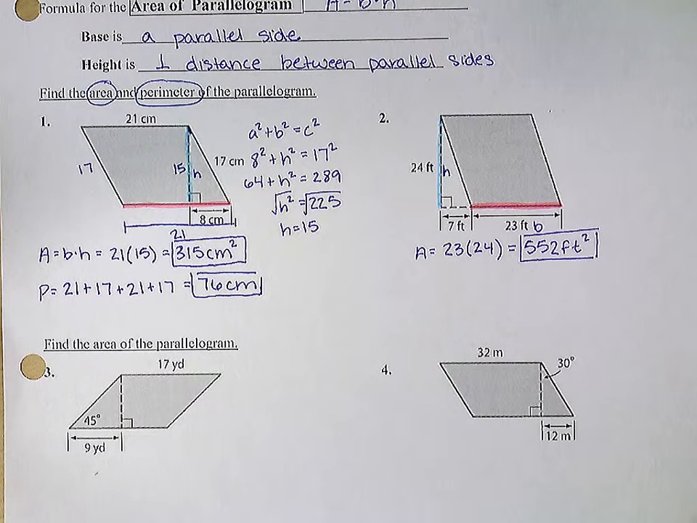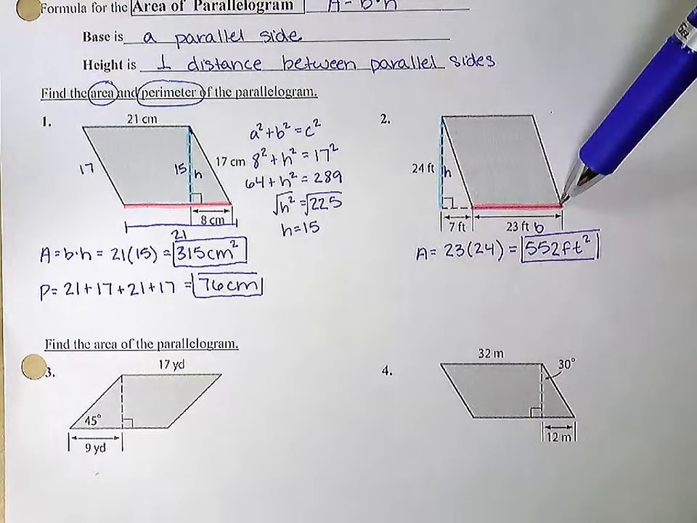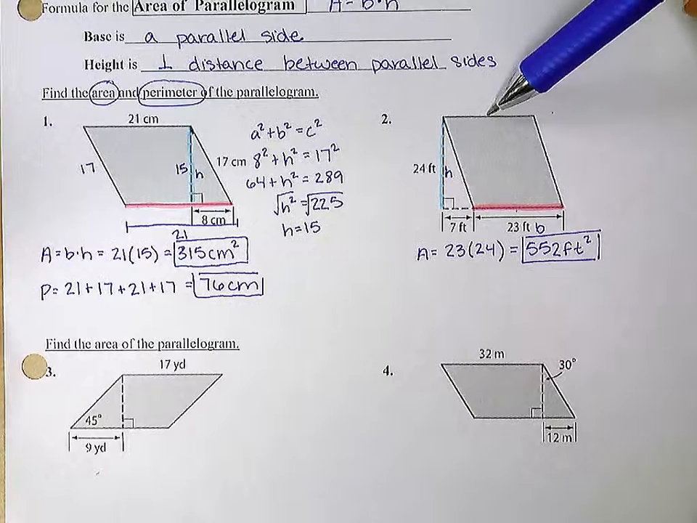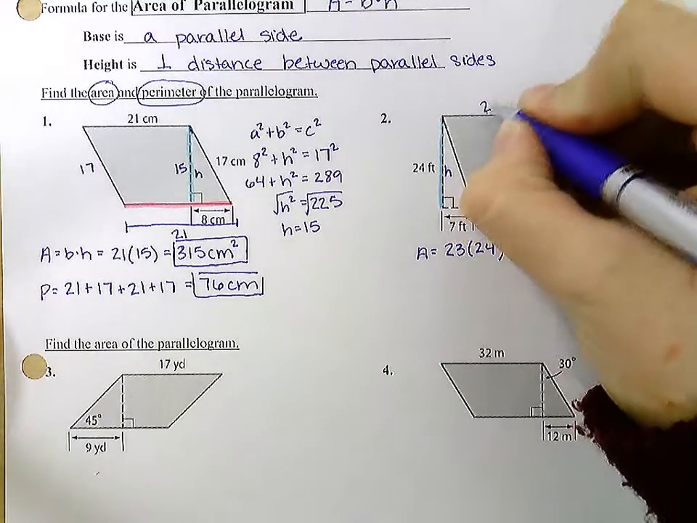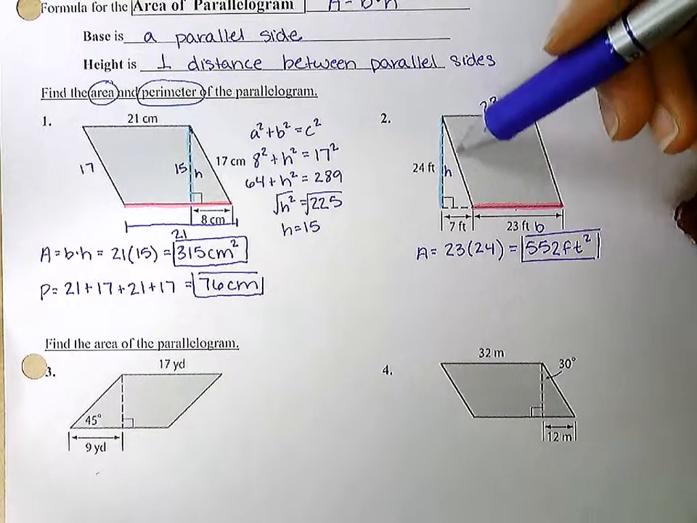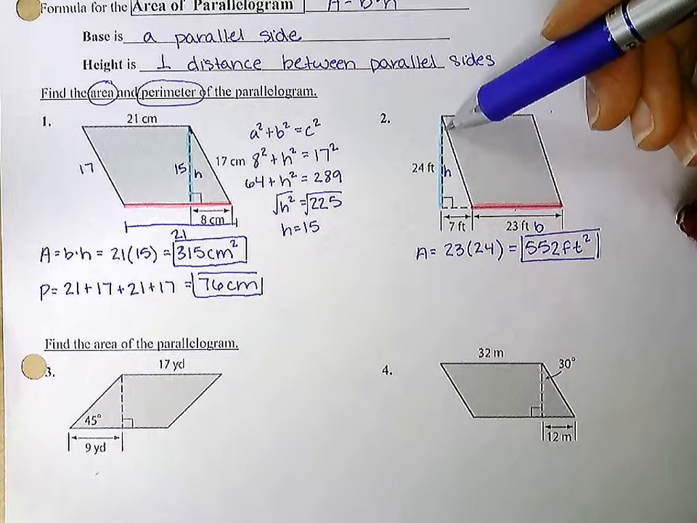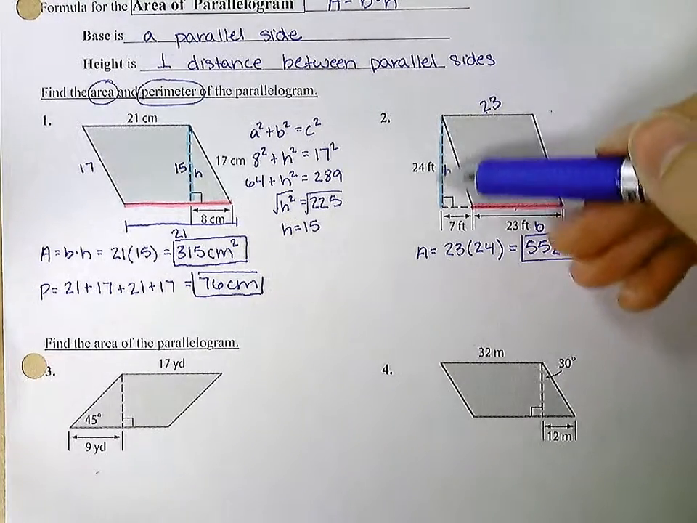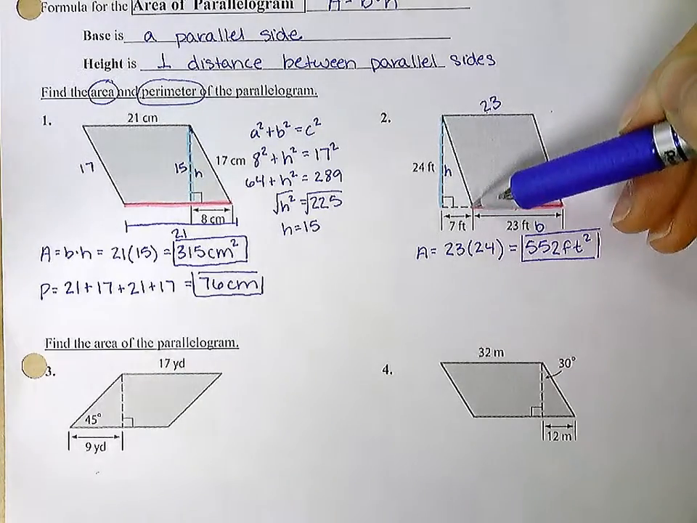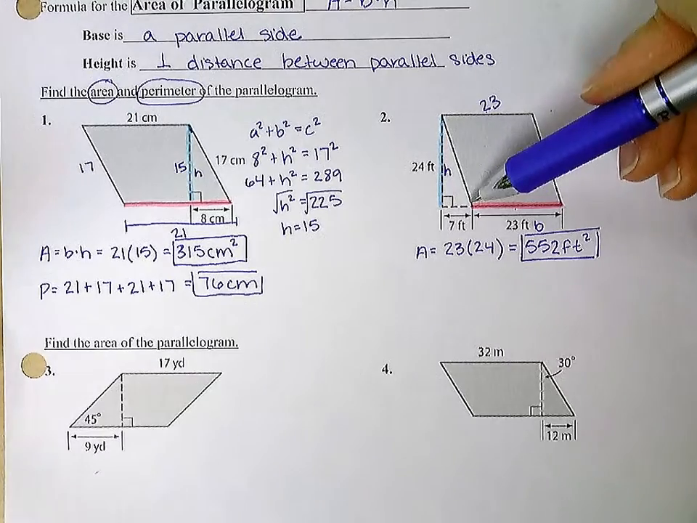So now that I found the area, I want to find the perimeter. Now, with this parallelogram, I know this side is 23. So its opposite side also has to be 23. Now, I don't know what this length is. That's the side of the parallelogram you need. Just because you have 24 here doesn't mean this length is 24 and this length is 24. You need to find what this length is.